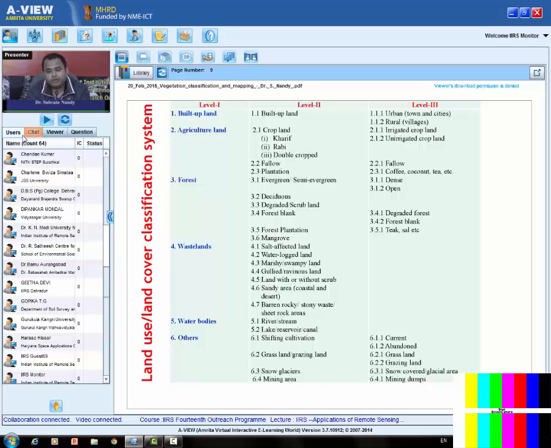Now, to address level 4 classification, I should have data which facilitates level 4 classification. Otherwise, I will end up designing a classification scheme addressing level 4, but my data doesn't allow me to go up to level 4 classification. So the objective as well as the data is a deciding factor in making the classification scheme.